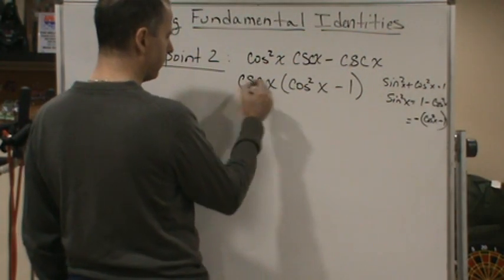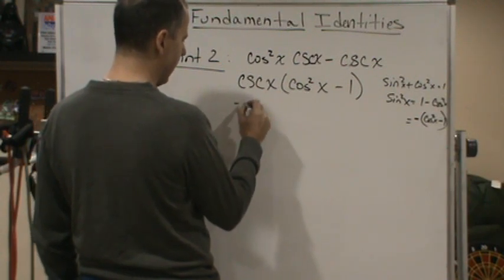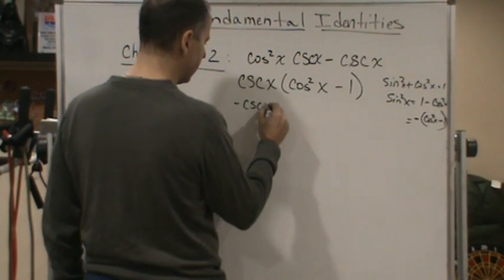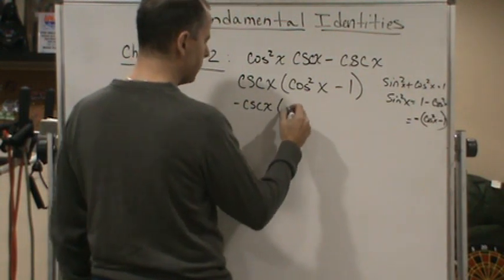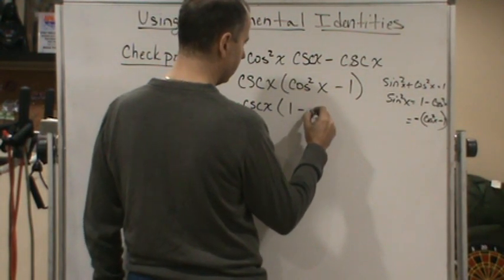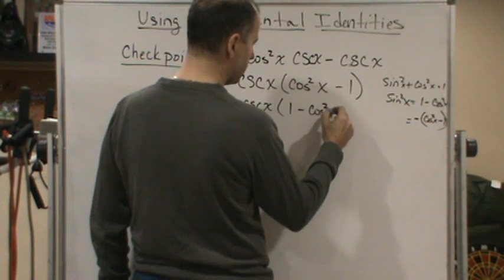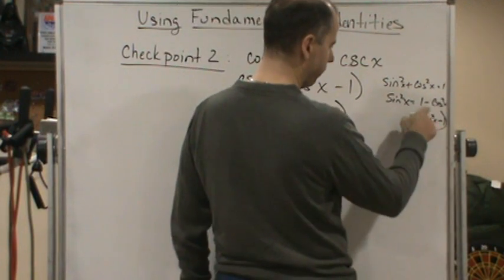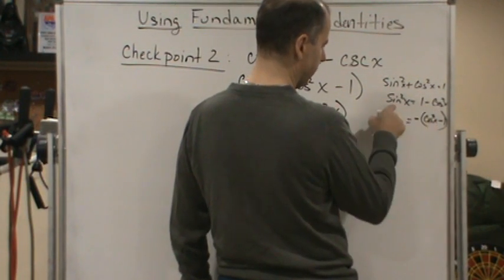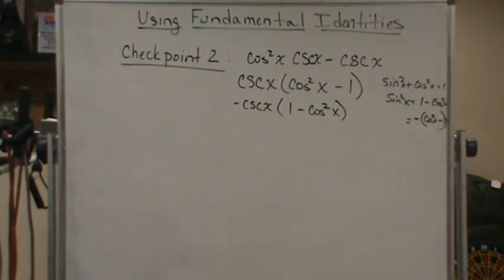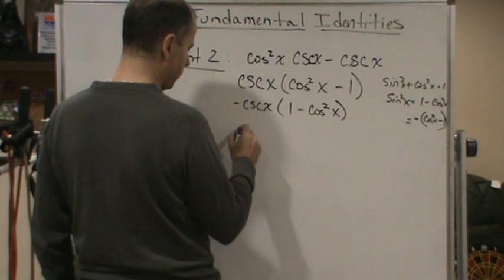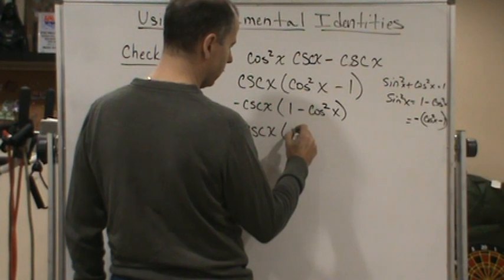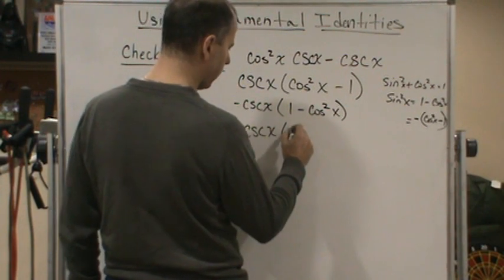So now I'm going to factor out the negative sign, so that's going to give me negative cosecant x times, now it's going to be 1 minus cosine squared x, right? Now I have it in the form this is equal to this. Okay, so now I'm going to substitute in, so it's going to be negative cosecant x times what? Sine squared x.